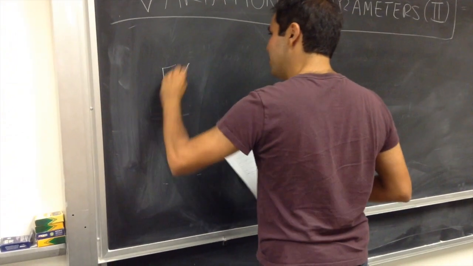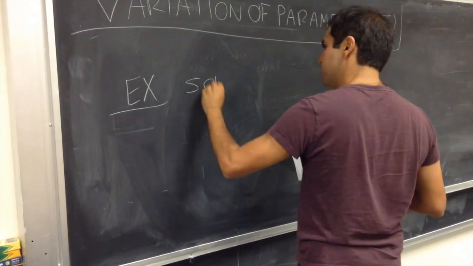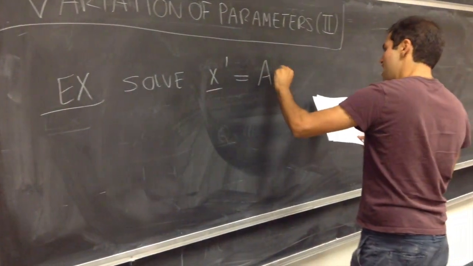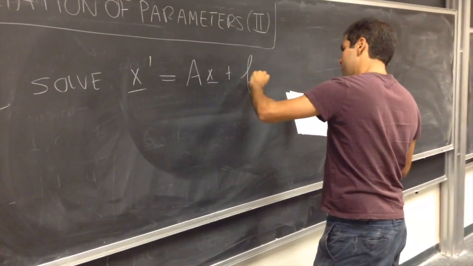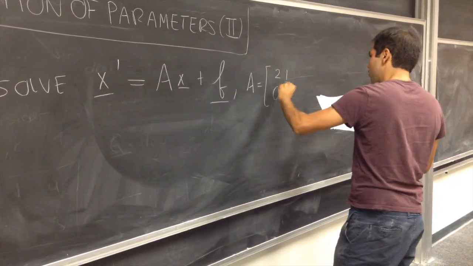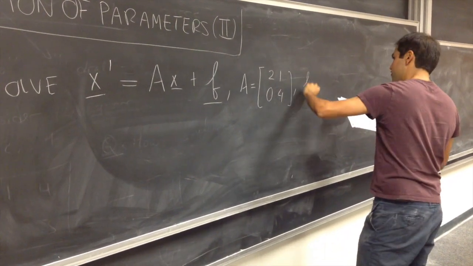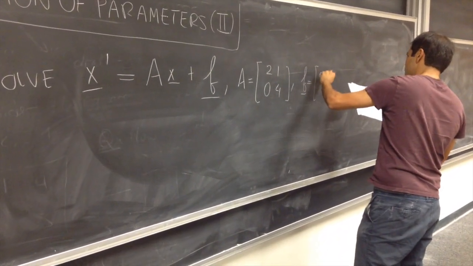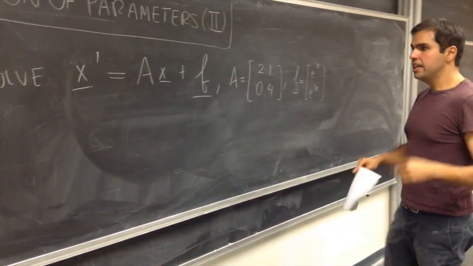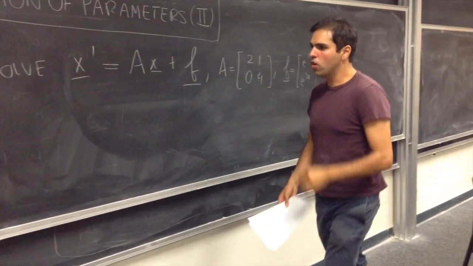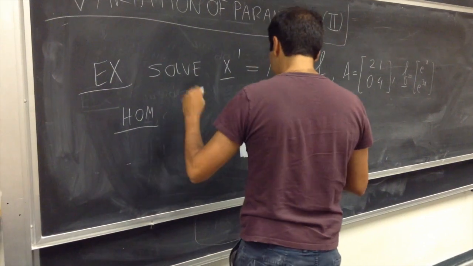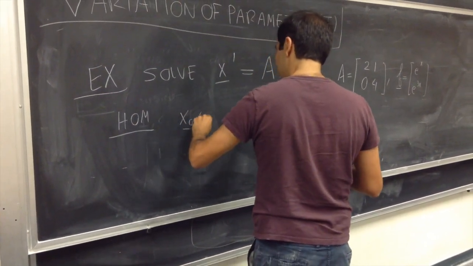So, let's use variation of parameters to solve the system x prime equals Ax plus f, where A is the matrix 2, 1, 0, 4, and f is the inhomogeneous term e to the x and e to the 3x. Now again, it's the same thing as before. You first find a homogeneous solution. Let's call it x naught of x.